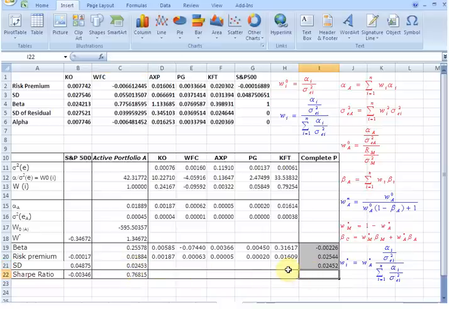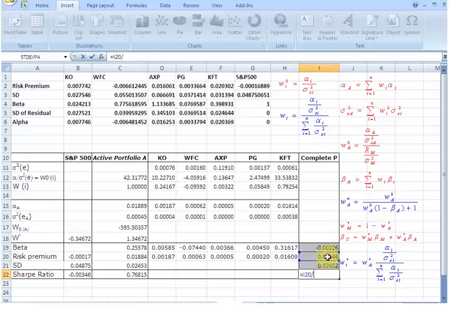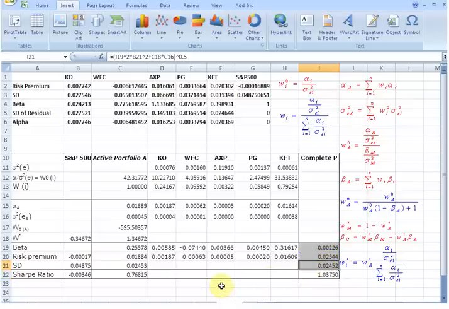Let us see what happens with the complete portfolio when we combine the passive and active parts together. Well, this is the risk premium, and let's divide it by the standard deviation. And this looks even better. 1.03750 is the Sharpe ratio for the complete portfolio. So what we are seeing basically is that even though the risk premium and Sharpe ratio for the passive portfolio is negative, the active portfolio is adding value by increasing both.